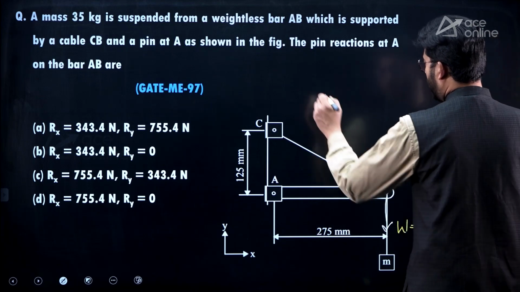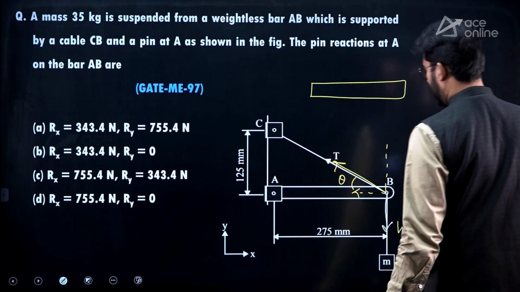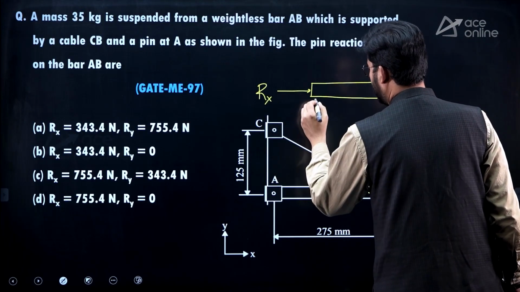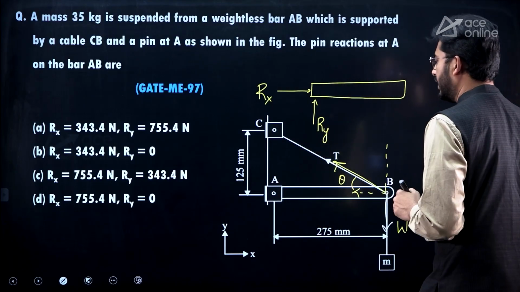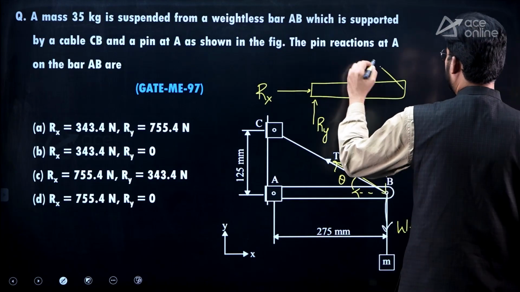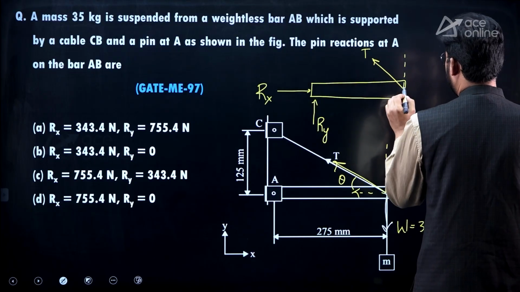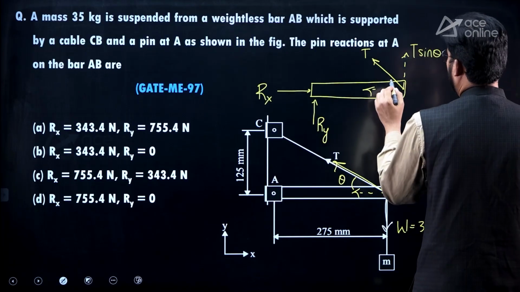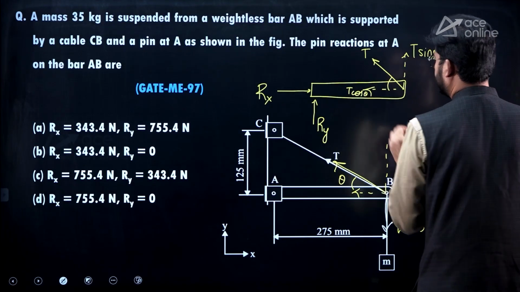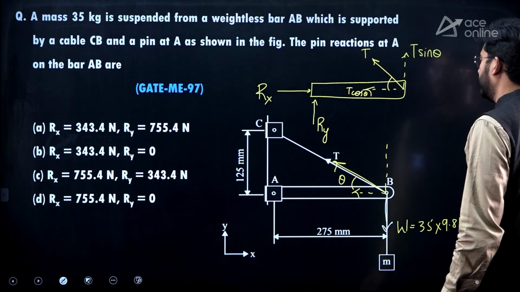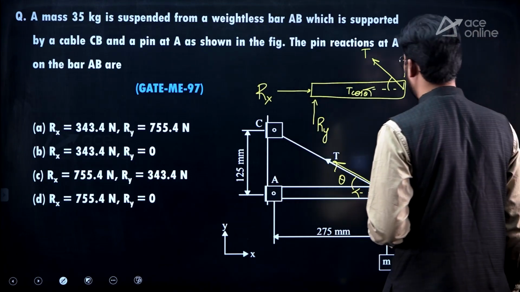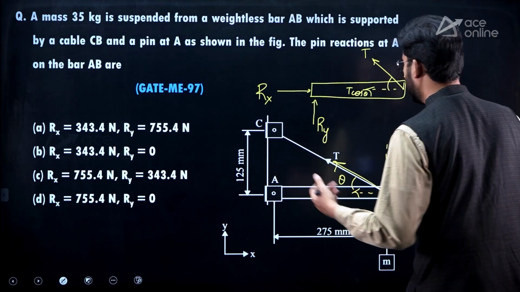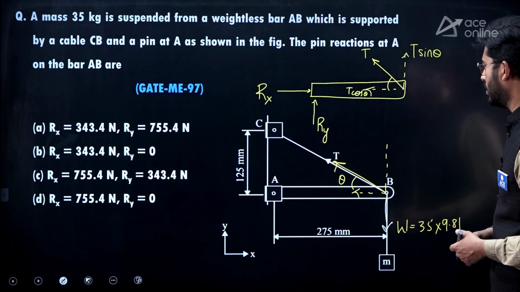So if I draw the free body diagram of the bar, at the bar there will be a weight, and let's say the reactions are Rx, Ry. Next will be the tension T, with components T sin theta and T cos theta, and along with that the weight is also there. So equilibrium of forces in the x and y direction is required, and along with that the moment of forces also needs to be taken.